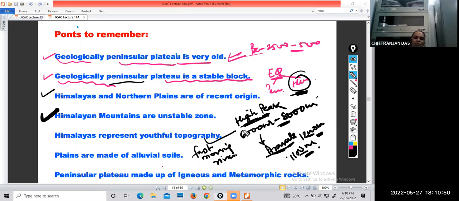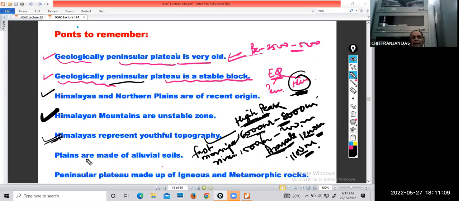Fast moving rivers. Obviously, when they come down from 6000 meters, the river will be fast moving in comparison to 1500 meters or 2000 meters. Is it not? Yes or no? So Himalaya represents youthful topography.